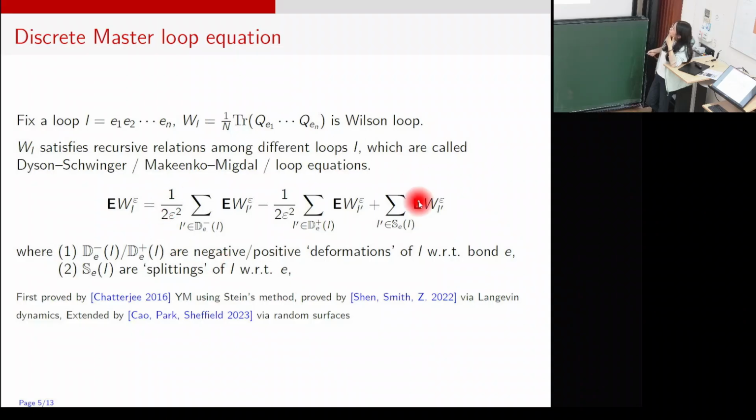This master loop equation was first proved by Chatterjee by using Stein's method. So this is using something like the integration by parts formula to prove it. And later, with Hao Shen and Scott Smith, we used dynamics and Malliavin calculus to replace this Stein's method to give another proof of it. But in both Chatterjee's case and our case, we consider some averaged type of this master loop equation. We need to take summations over all this bond E here.